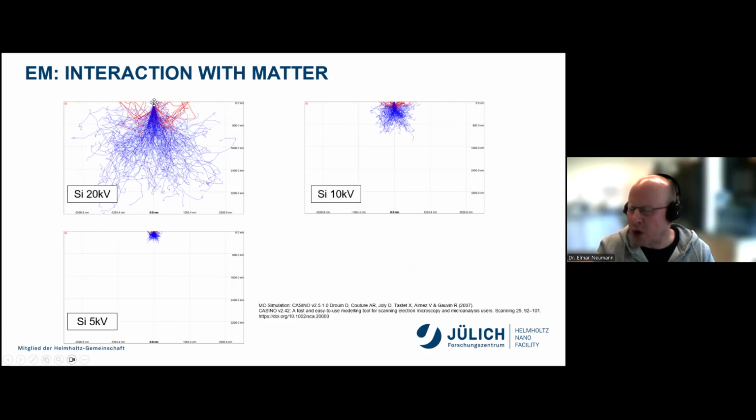What I would like to point out is that even though your incident electron beam is very small, say in the range of 1 nanometer, still the whole volume answers to your signal. That means you do not only get your signal from exactly here, but in principle from all of this volume. The red trajectories are those electrons that leave the surface and can be detected by a detector in the end, so-called backscattered electrons in this case.